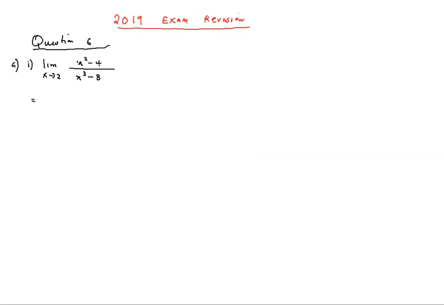So by synthetic division, you pick the 2, and then you pick the coefficients from x cubed, 0, 0, and negative 8 from the equation in the denominator. And then you bring the 1 down, you add 0, you multiply, it becomes 2, and you have 4, 8, then you get 0.